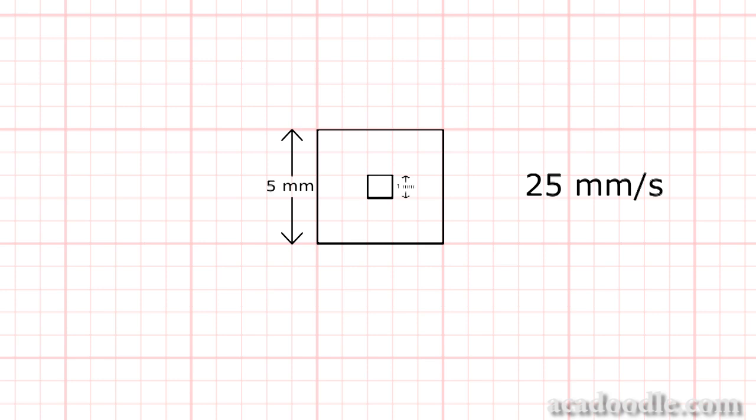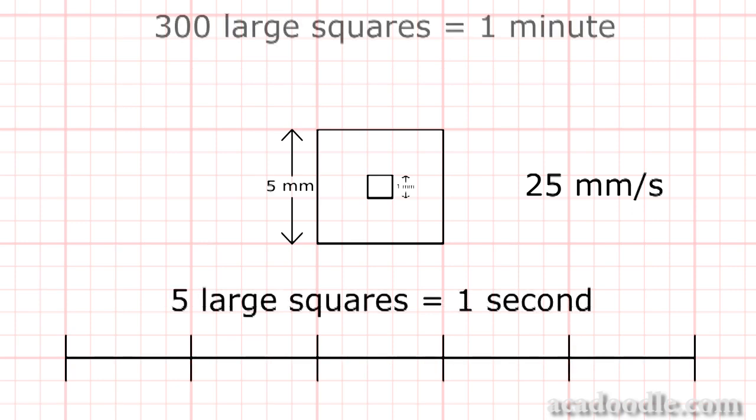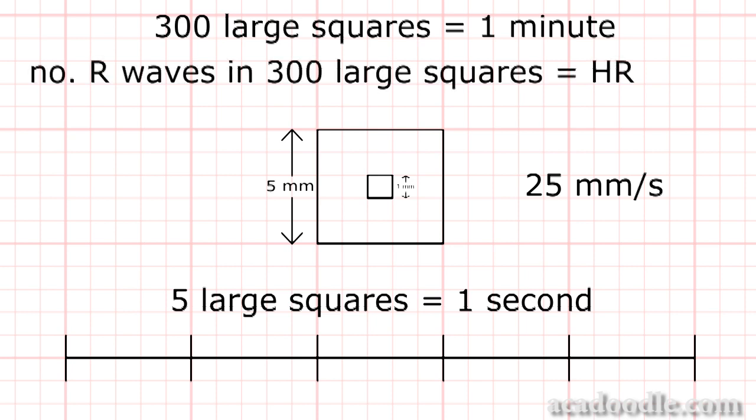At a recording rate of 25 millimeters per second, 5 large squares are covered in 1 second. So 300 large squares represents 1 minute. Therefore, the number of R waves in 300 large squares is the heart rate in beats per minute.